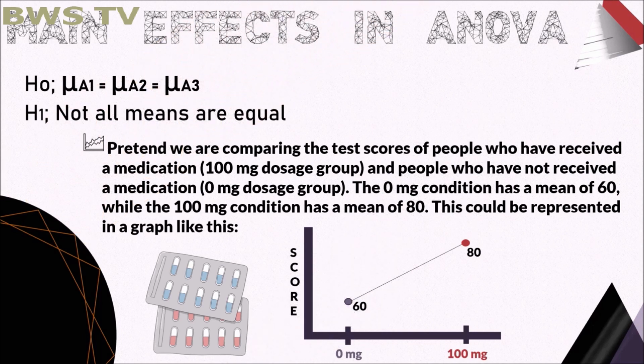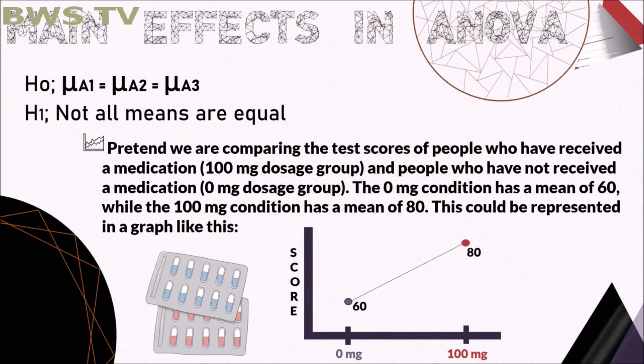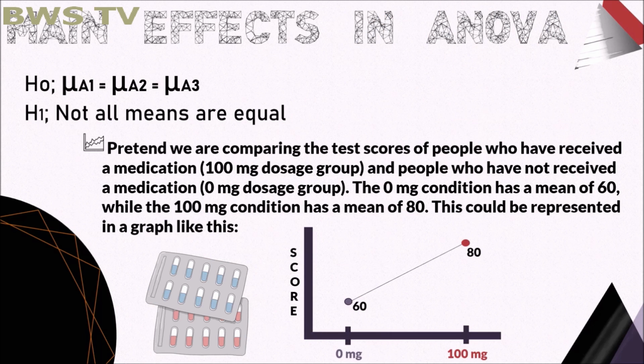This would be a main effect. The first group has a mean of 60 and the second group has a mean of 80. This is how you can draw it in a graph. We can do it in this manner because it is a more meaningful way of showing an interaction in ANOVA.